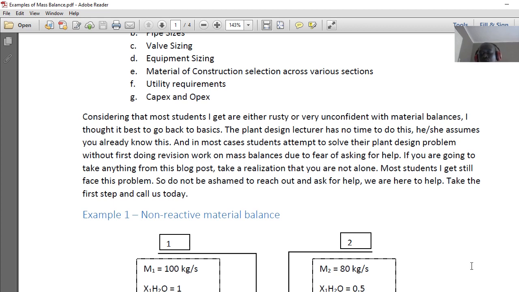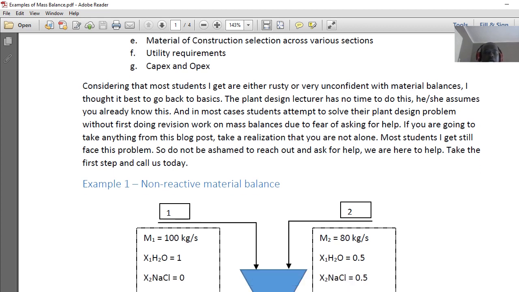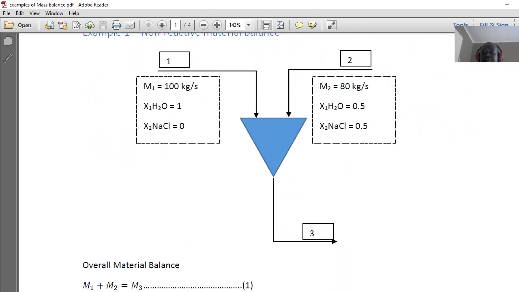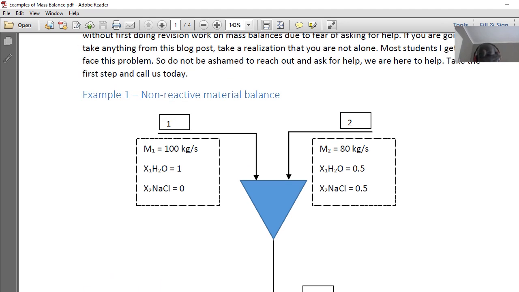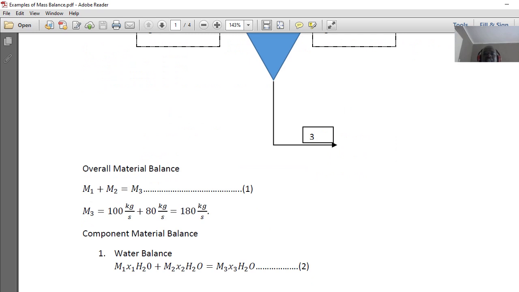So, first things first, non-reactive mass balances, right? A typical example would be, for example, a mixer, where you've got stream one, stream two, you put them through a mixer, there is an agitator, and the result is an unreacted combination of the two streams. So there is no reaction, right?